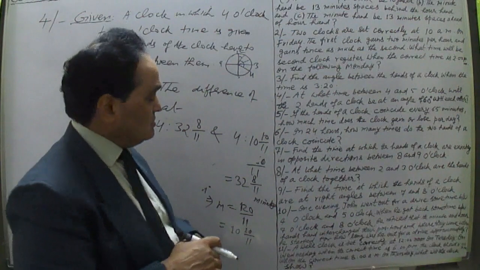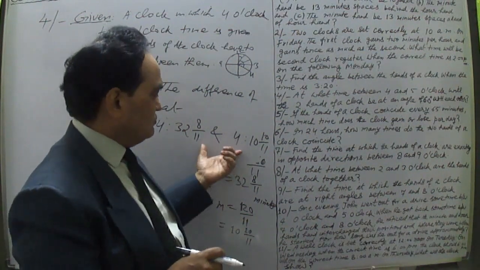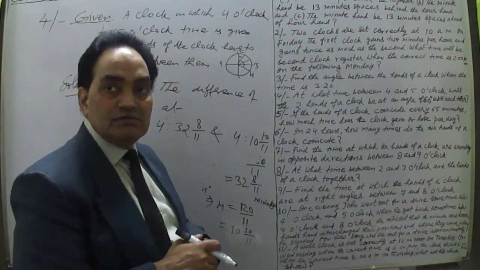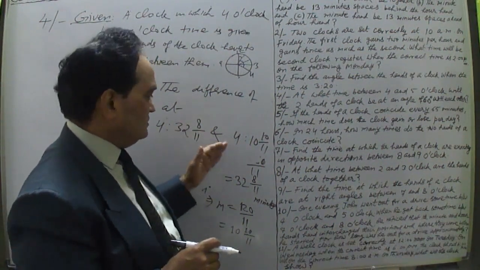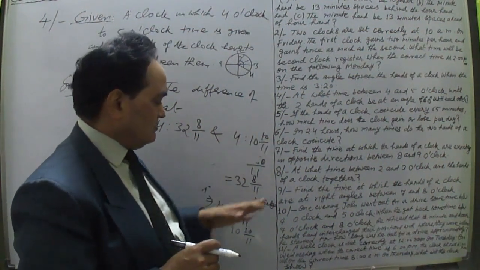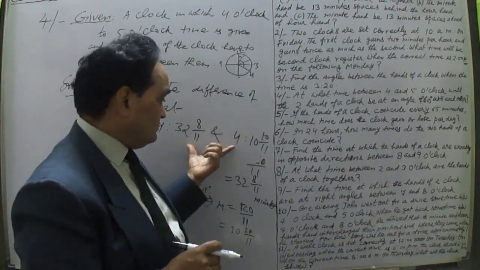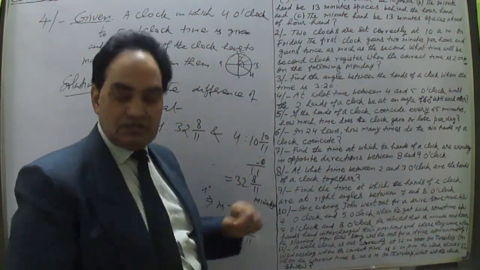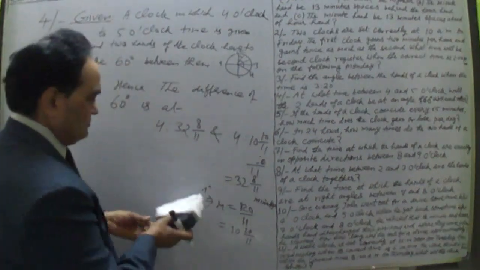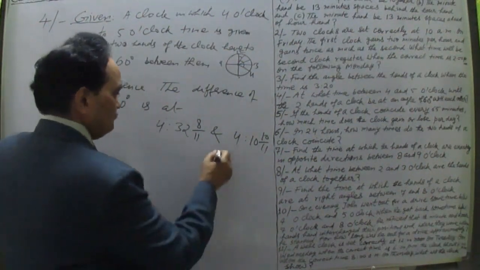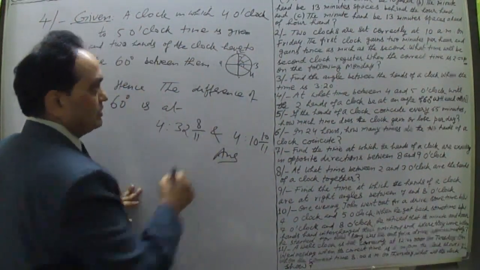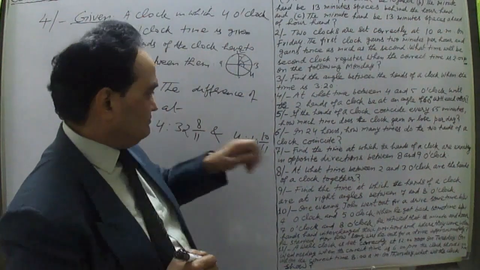Right? This is the angle between them. This is one possibility we have taken here. The difference is at 4:32 and 8 upon 11 minutes, and between 4 and 10, 10 upon 11. So the difference between these two timings will be a 60 degree angle. Okay, so hands down, this is what we have calculated. The value of n has given us the timing here.